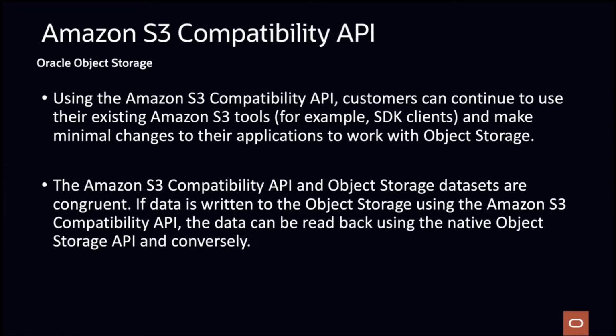And the Amazon S3 compatibility API for object storage data sets are congruent. So if you are using both the Oracle Object Storage API as well as the Amazon S3 API, let's say you put some objects in the object storage using the S3 compatibility API, you can read those objects using the native object storage API and vice versa. So it works interoperably really nicely. You're not stuck with just the API that you're using. You can use either one of them.